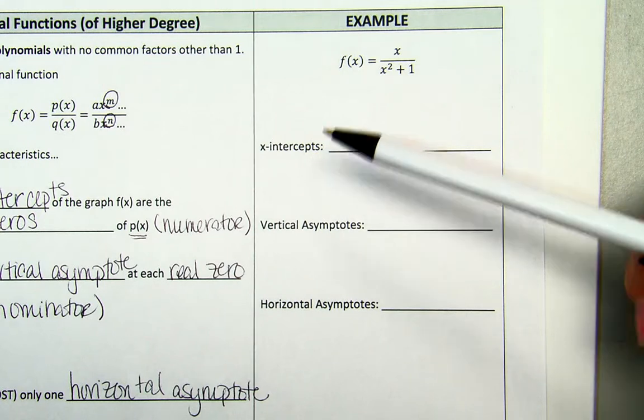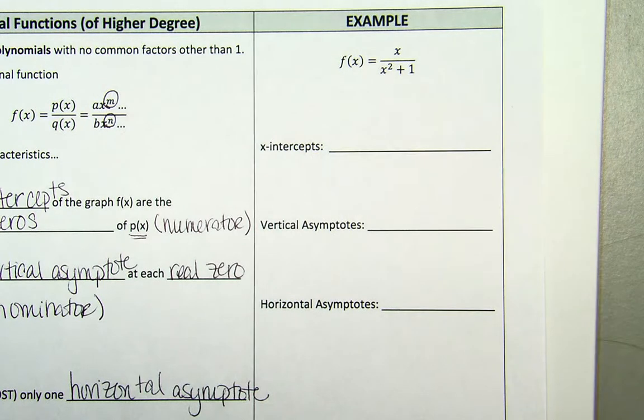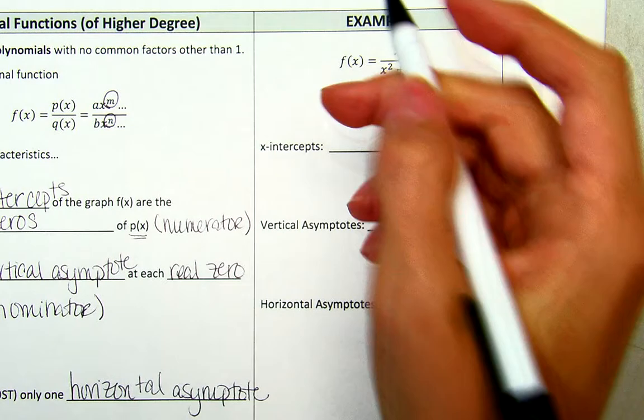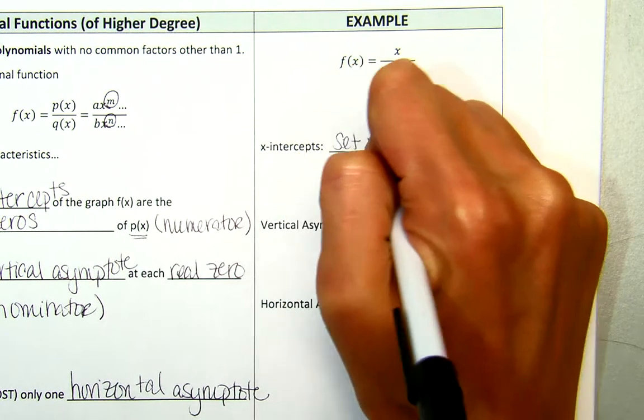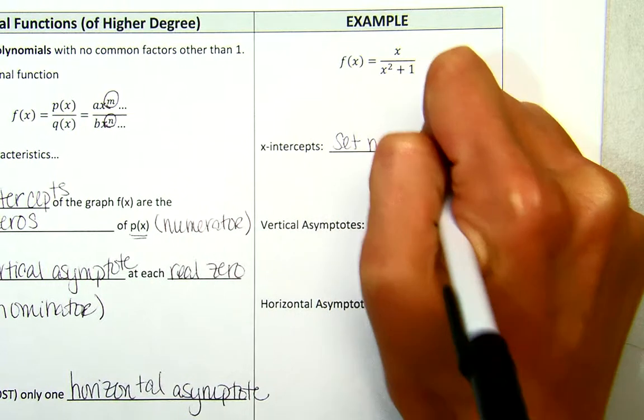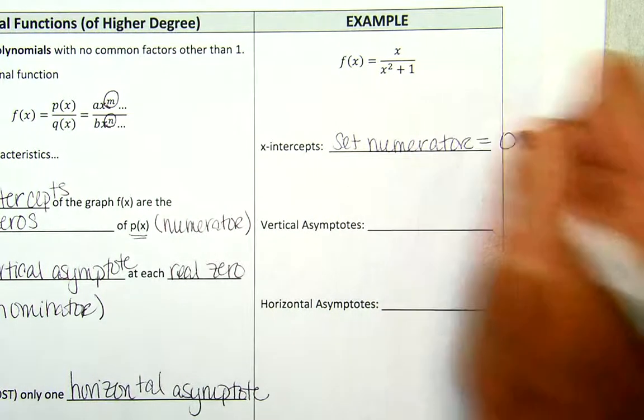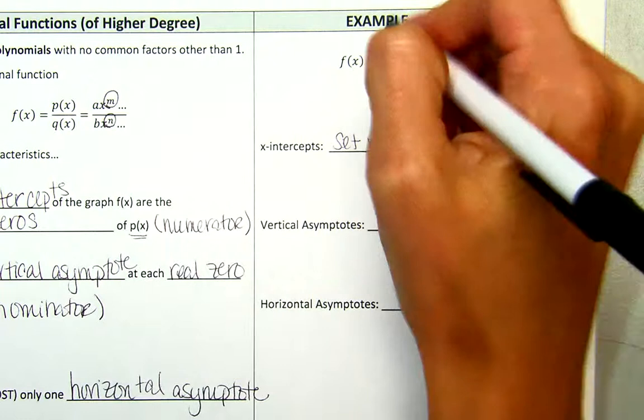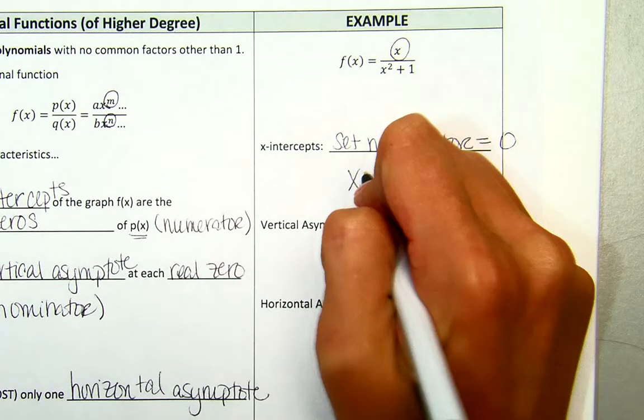We know from the left side of our table that our x-intercepts are found by setting our numerator equal to 0 and finding our real zeros. So if we look at our numerator, we set it equal to 0, and because our numerator is just x, we get x is equal to 0.